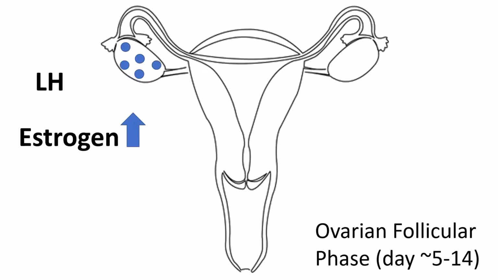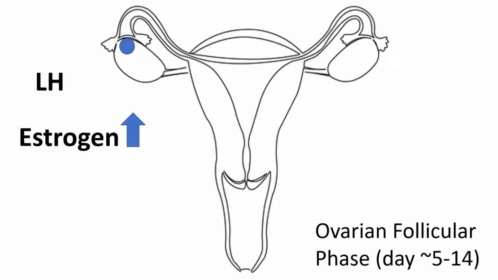Okay, on to days 5 through 14 of 28. In the ovaries, the ovarian follicular phase is in full swing. 5 to 8 follicles grow, but only one usually makes it to maturity. That mature follicle is also known as the Graafian follicle. The other follicles will eventually degenerate.